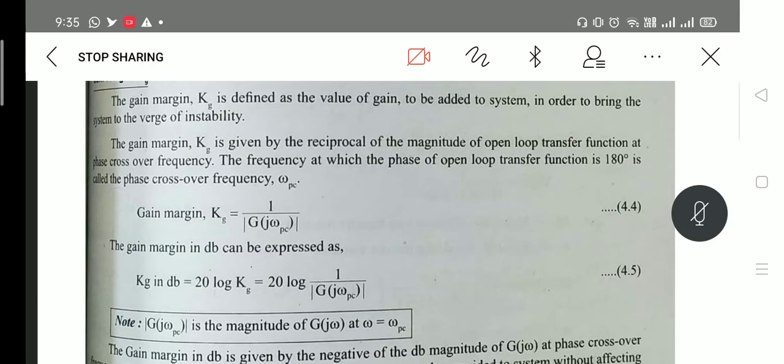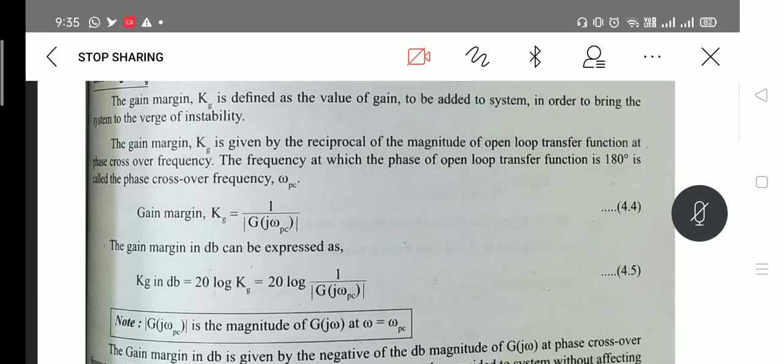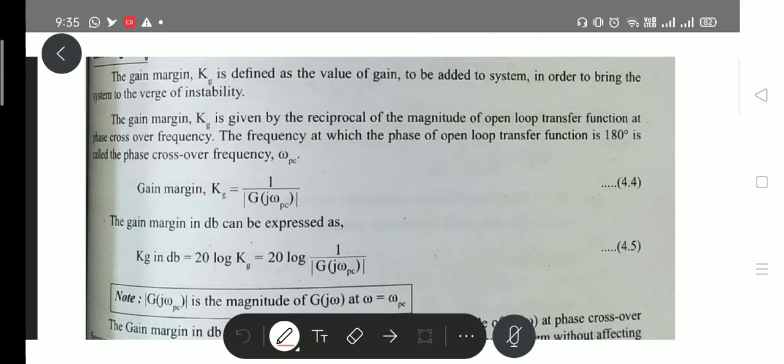It will be asked in competitive exams or in our mid quiz paper also. What is the gain margin? Like this is given G of j omega, mod of G of j omega or 1 by G of j omega, like that he is asking. Okay, gain margin is equal to Kg is equal to 1 by G of j omega pc. This is the gain margin of the system.